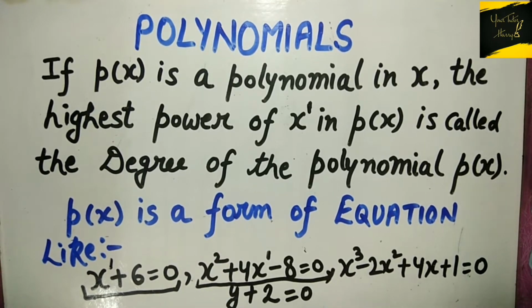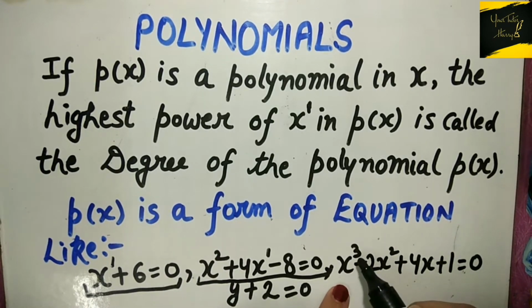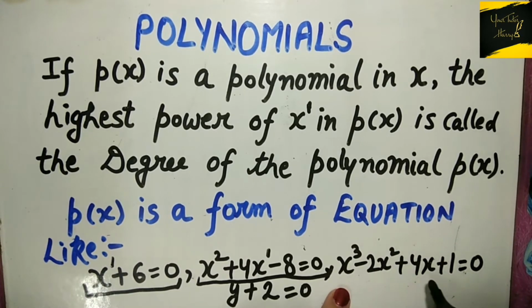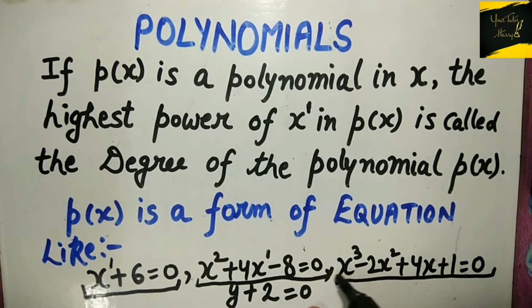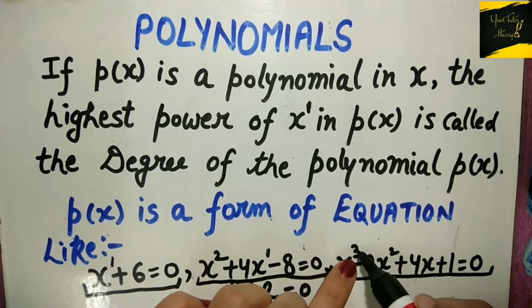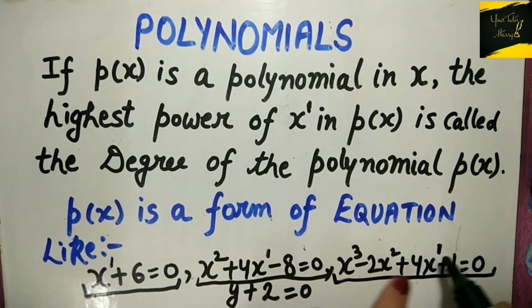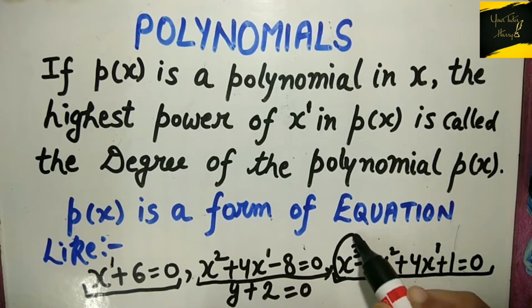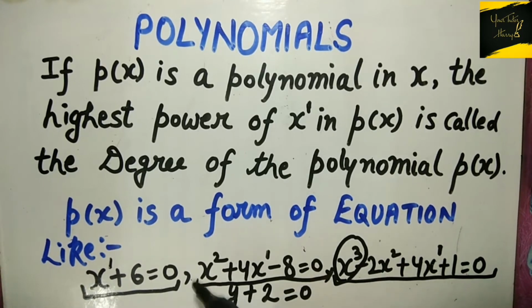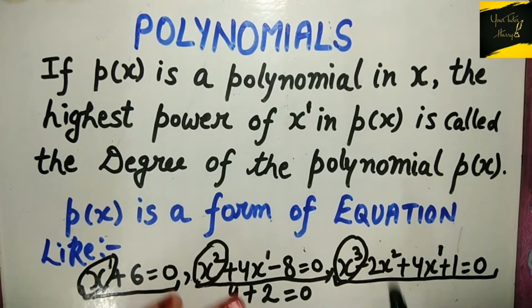Now move towards another equation. Here I have written x cube minus 2x square plus 4x plus 1 is equal to 0. So what is the highest degree in this equation? You can see x raised to power 3 and then 2 and then 1. Which one is bigger between these three? 3, 2, 1. 3 is bigger. So the highest power is 3. Hope friends you understand the degree of polynomials.